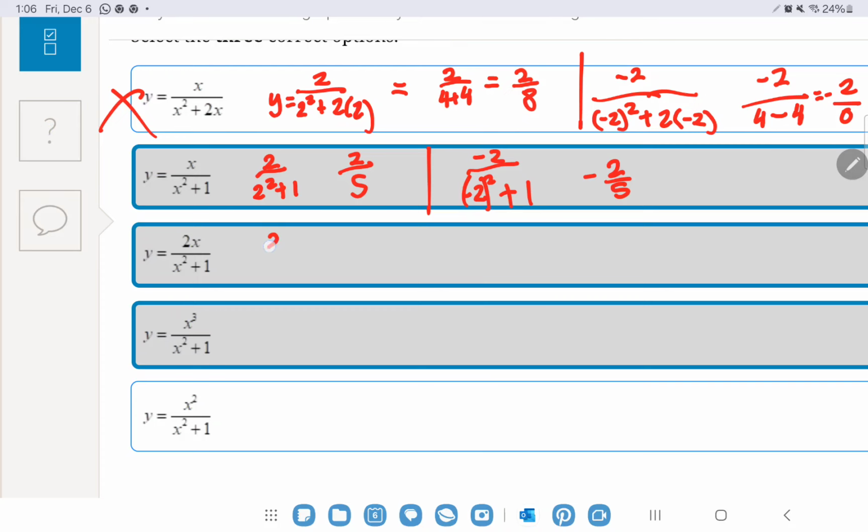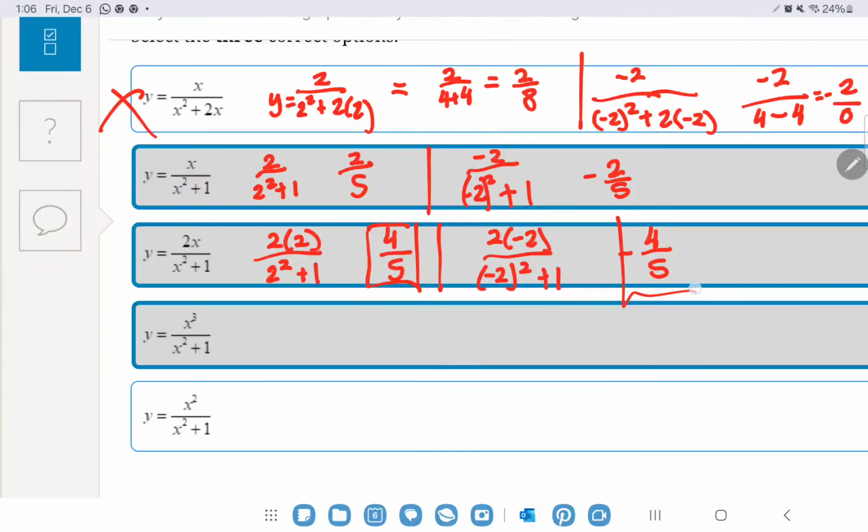Now let's move on. 2 times 2 over 2 squared plus 1 is 4 over 5. If you substitute negative 2 now, you should get negative 4 over 5. Let's see if we get it. Negative 2 times 2 over negative 2 squared plus 1, you're gonna get negative 4 over 5. Are these two answers the same but opposite signs? Yes, then your answer is correct, or then your function is odd.